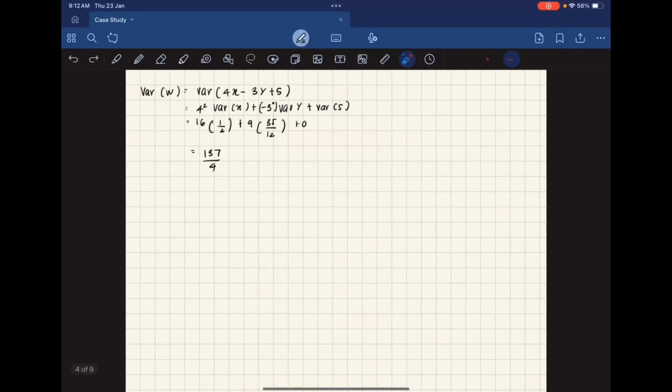Then you enter it into the variance of W formula, which is 16, 1 over 2 plus 9, 35 over 12 plus 0. And then you will get 137 over 4. I think that's all for the question 1.